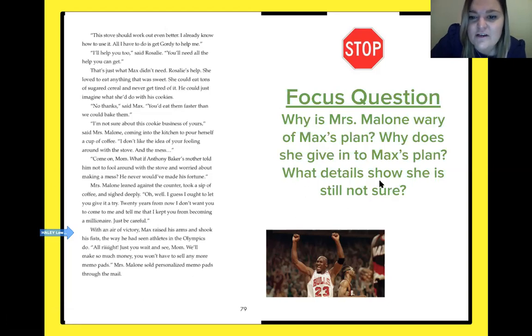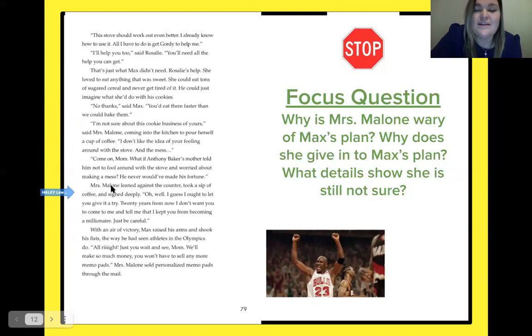So let's see if you can figure out these questions. Why does she give in to Max's plan? What details show she's still not sure? So hopefully you paused your video and went back and looked for some details. So why is Mrs. Malone wary of his plan? So if we go back up here, she says, I'm not so sure about this cookie business. Why? Yeah, she doesn't want him messing with the stove and she doesn't want a mess. Then he's like, please, Mom. He's kind of like begging her. And she sighs deeply, which kind of shows she's still not sure.